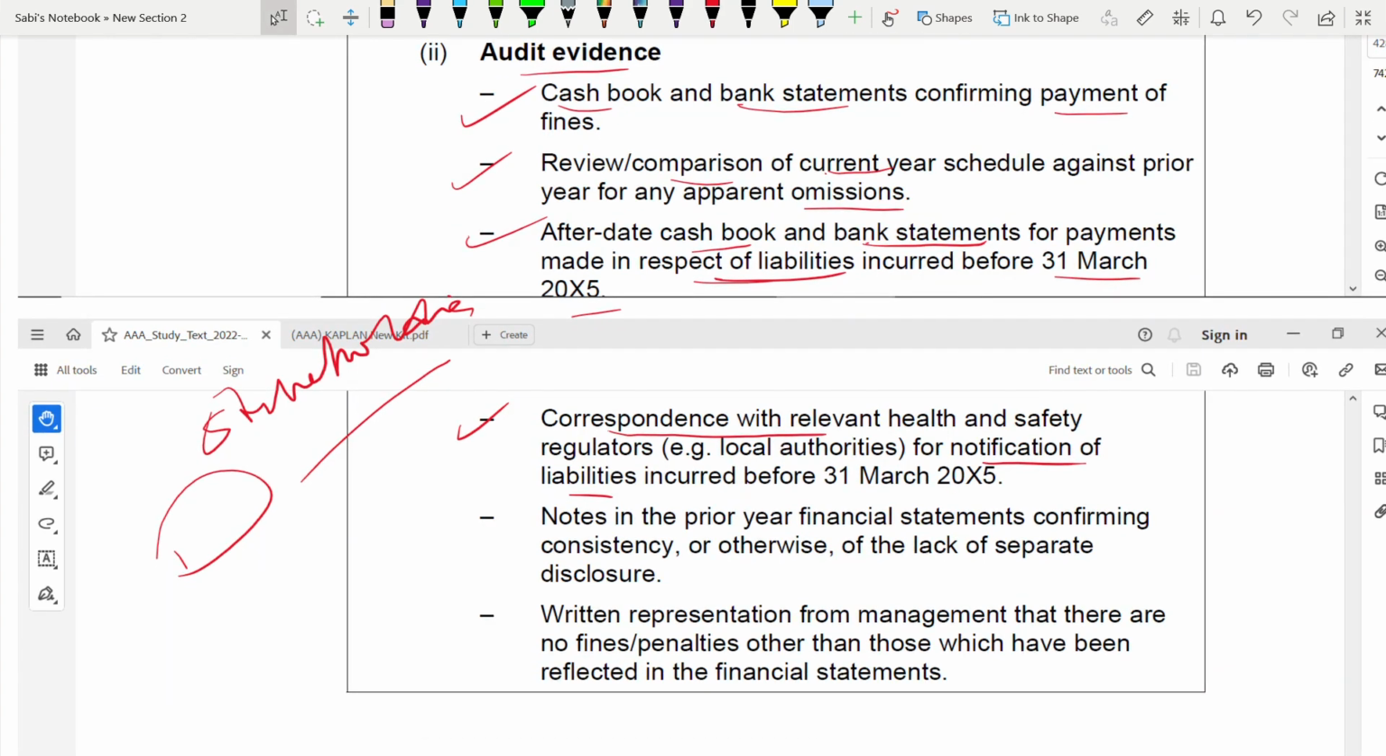Next, this is about notes, right? Disclosure. So, note in the prior year confirming consistency or otherwise lack of separate disclosure. You have to look at this: whether in the previous year it was disclosed or not. If it was disclosed in the previous year, that means if this year you also disclose, it shows that it's consistent. Otherwise, it's a lack of disclosure. And the last one could be written representation. This is about fines and penalties. Whenever there are fines and penalties, you can get a written representation from management saying that there are no fines and penalties other than those that have been reflected in the financial statements, the current ones.